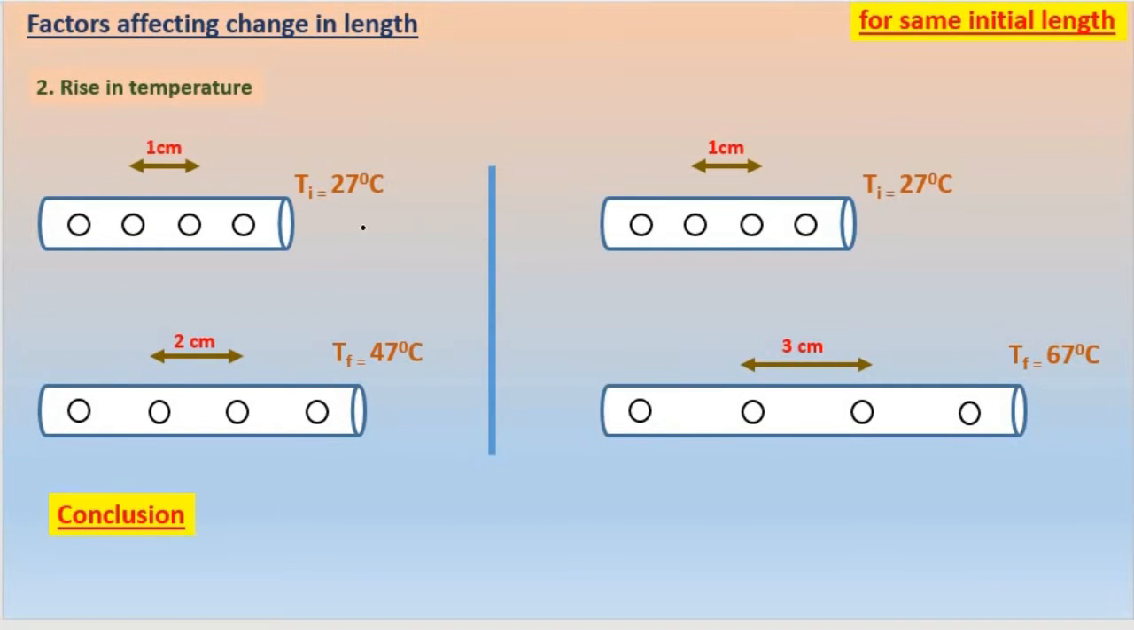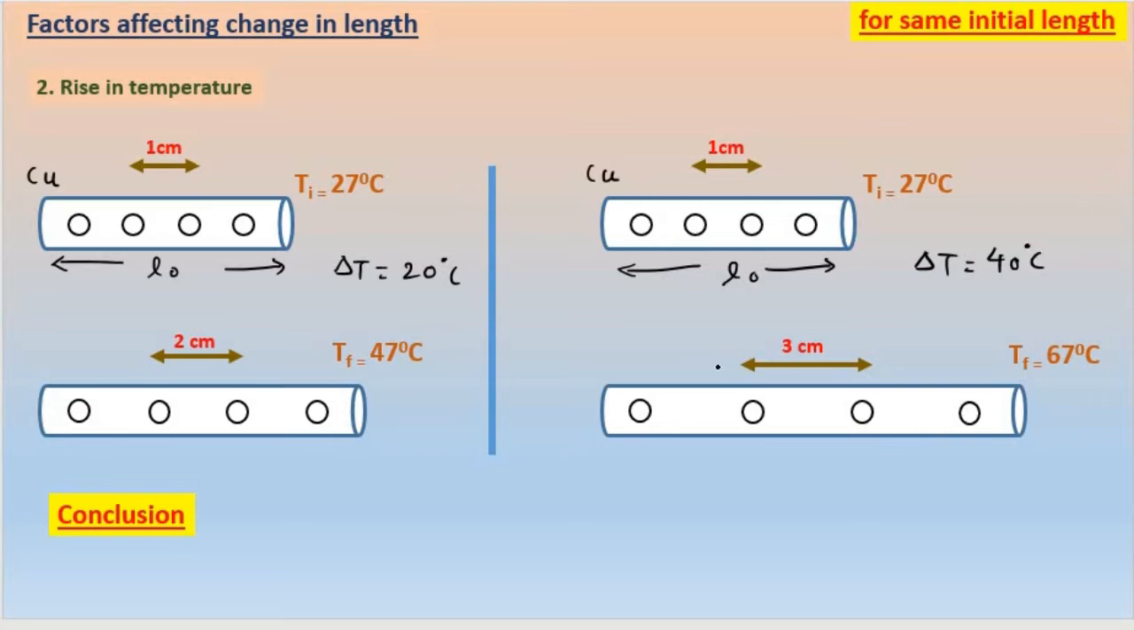Here we have two rods, same copper rods, both are copper rods, and both have equal lengths as well. Before heating, the length of this rod is L0, this is also L0, but the increase in temperature over here, this rod is heated by a difference in temperature of 20 degrees Celsius, and here the difference in temperature delta T is 40 degrees Celsius. That means you are providing more heat to this rod compared to this rod. So more is the rise in temperature.